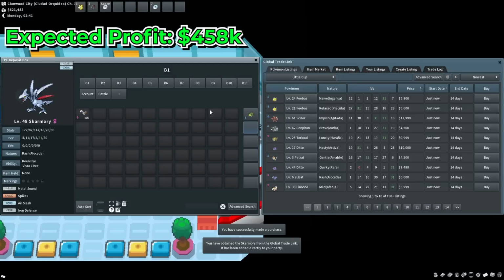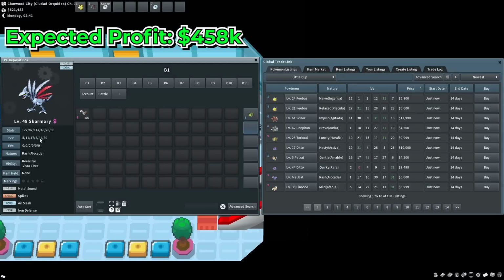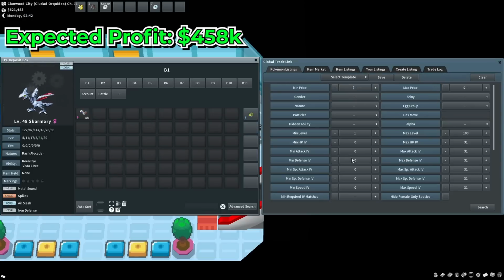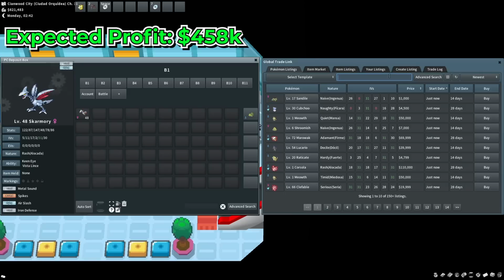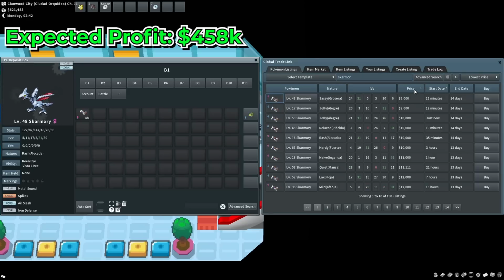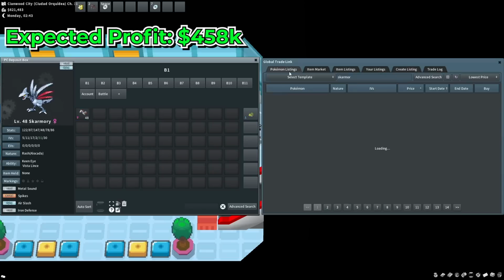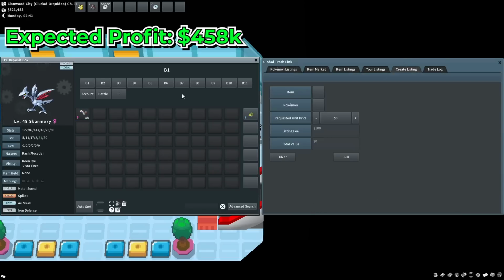Skarmory falls into the same category as Torkoal. If it has at least 131 IV in desired stats, it can go for around 10 to 15k, sometimes 20, but let's see. Skarmory. Yep, so we're gonna put ours at 10k. So 10k, female doesn't count for it now.